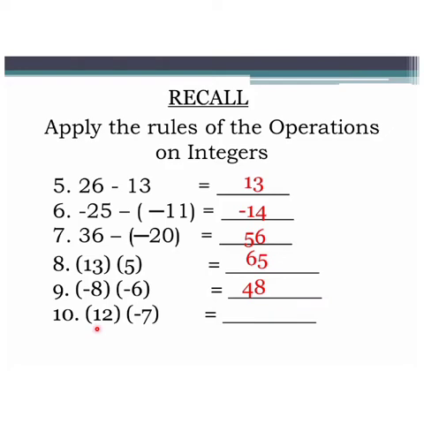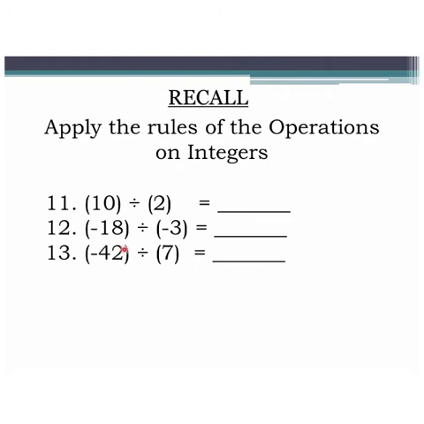Number 10, 12 times negative 7. The two integers have different signs, so let us apply the second rule of multiplication of integers. When multiplying different signs, the product is negative. So 12 times negative 7 is equal to negative 84.